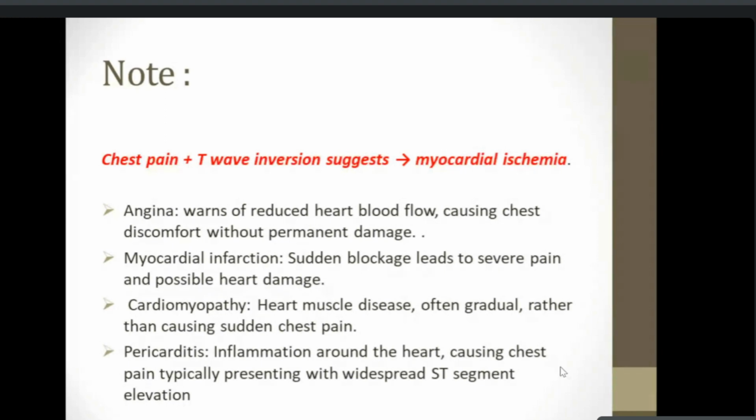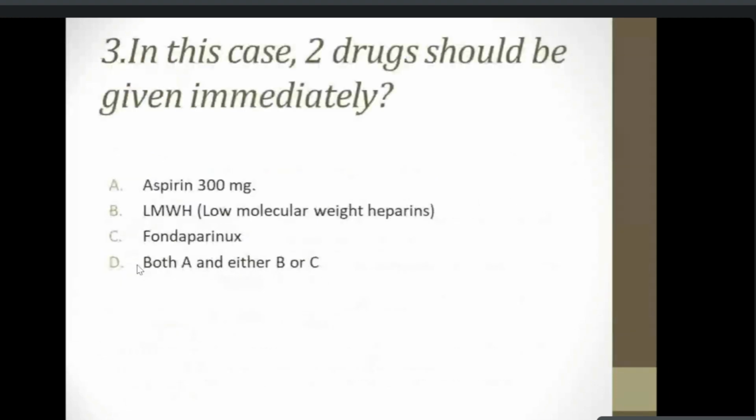I see a comment. I mentioned here why we put myocardial infarction. It's correct because when we have a sudden chest pain and a T-wave inversion, we suggest first a myocardial ischemia. The first diagnosis to suggest is myocardial ischemia.